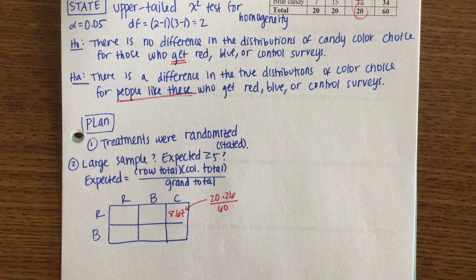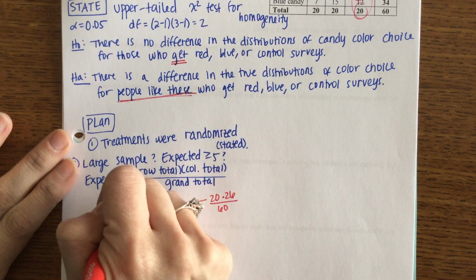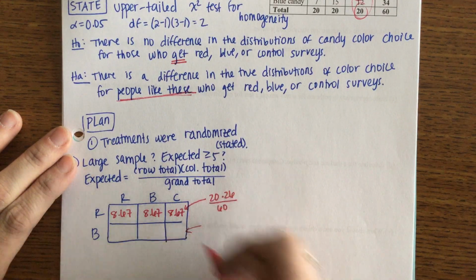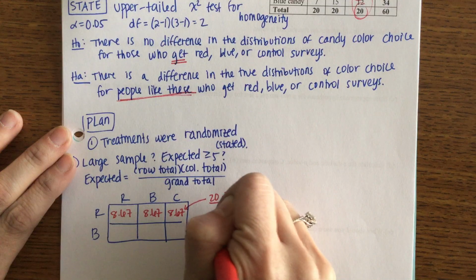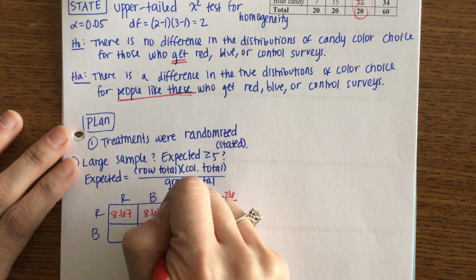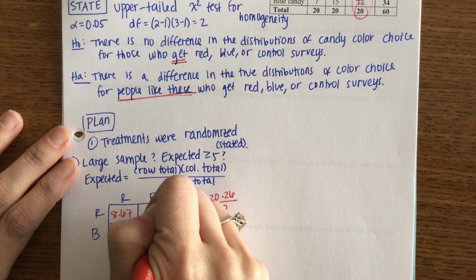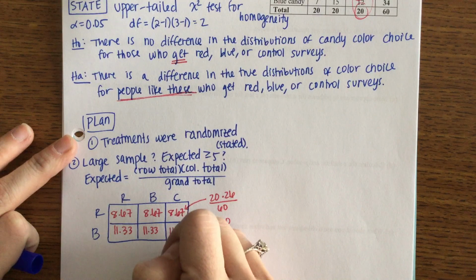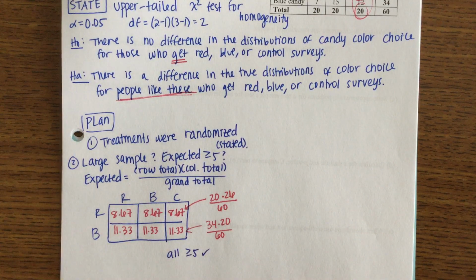Now, do you notice that all of the expected values in the first row are going to be the same? Look at your table. Why are they the same? Right, because the columns are the same. So that won't always be the case, but in this case, these expected values are all 8.67. If you were to do this cell, the row total is 34, the column total is 20, and then divided by the grand total. That gives you 11.33. And then show me that they all are in fact greater than or equal to 5.